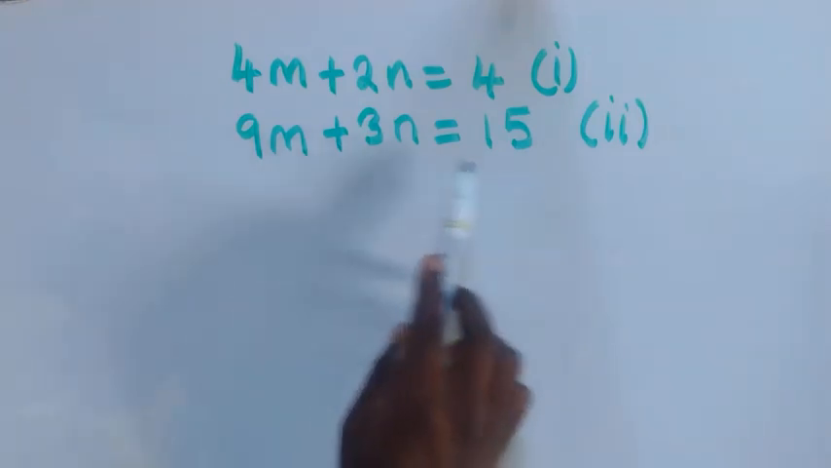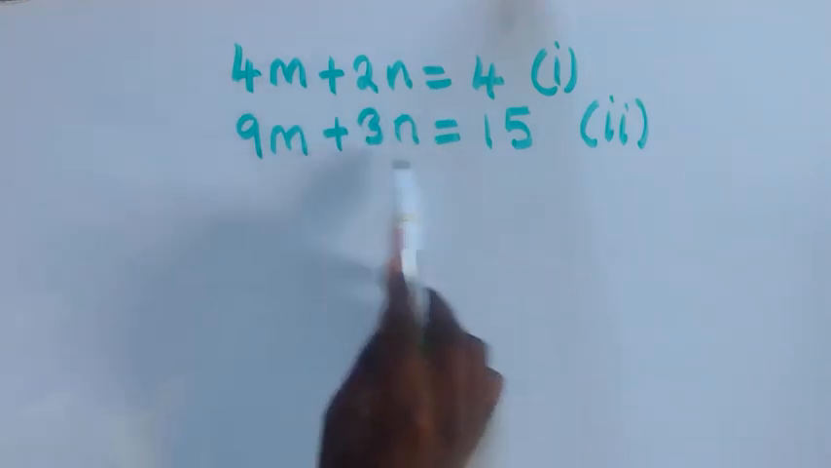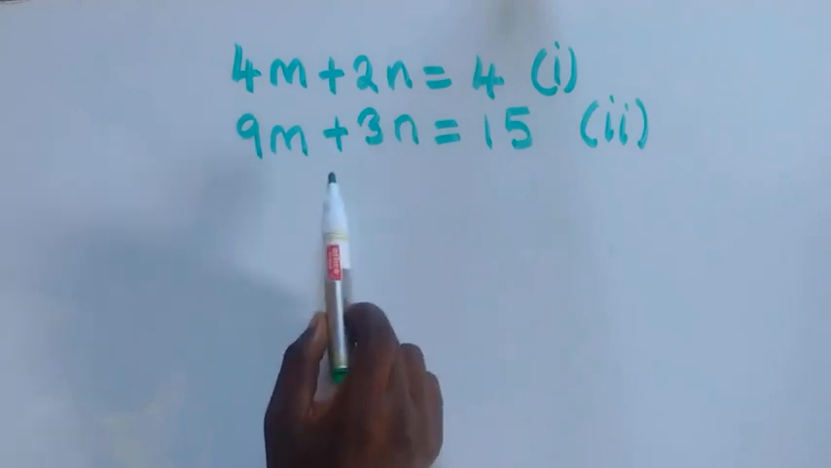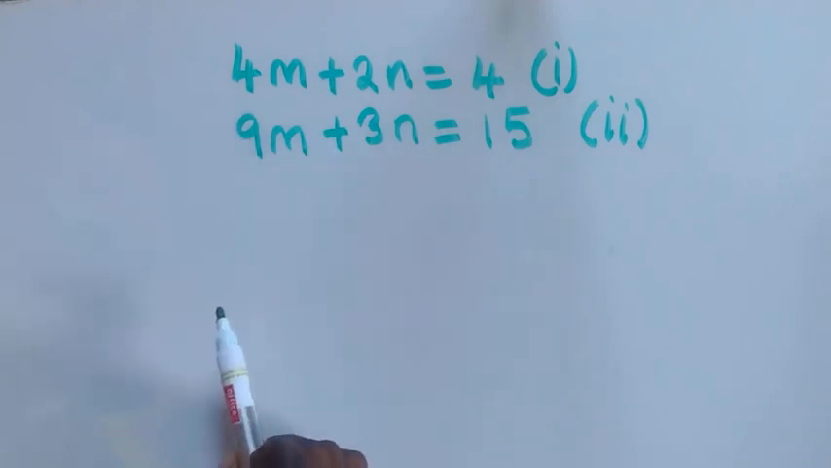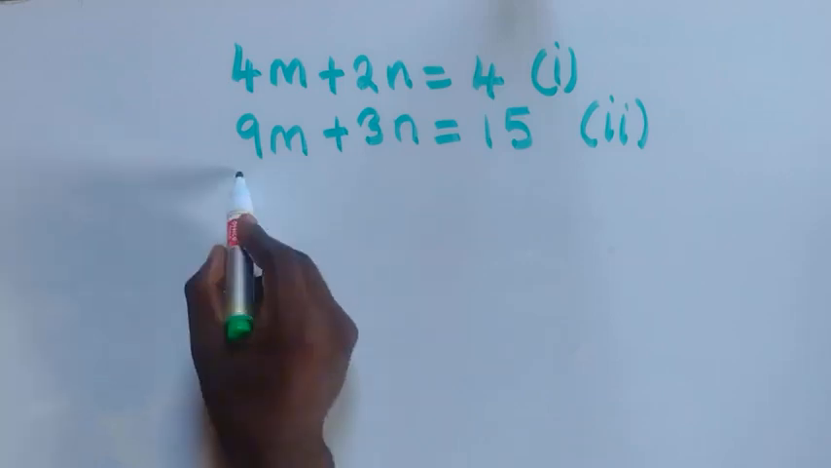So this is the stage where we are now. We have this equation 1 and equation 2. So we can solve these equations simultaneously by using the elimination method. So we can do this.